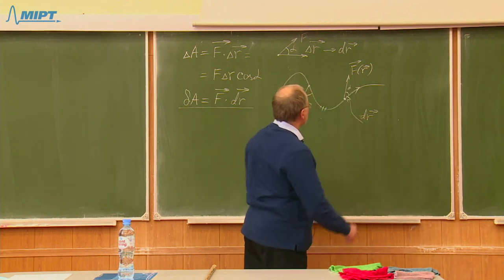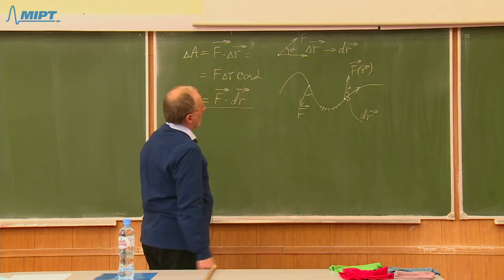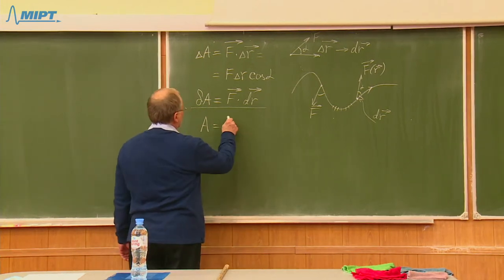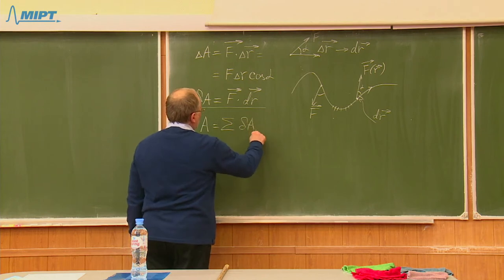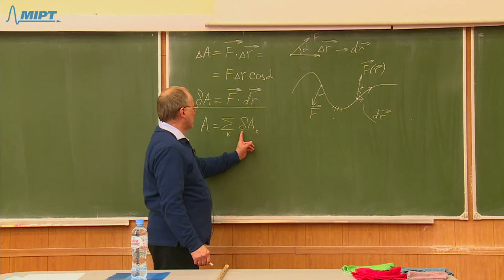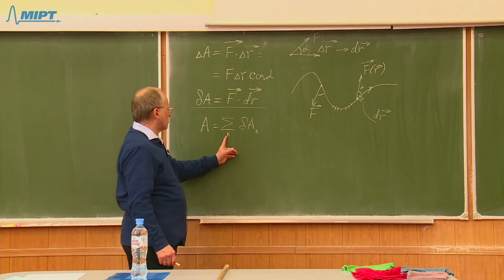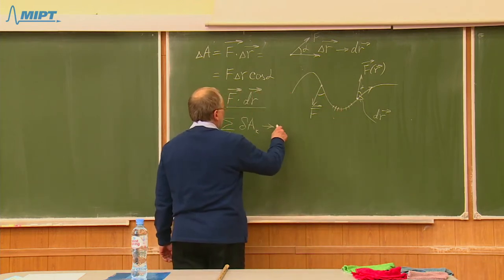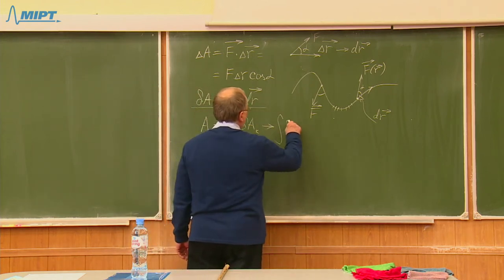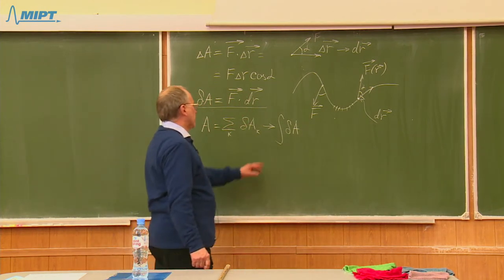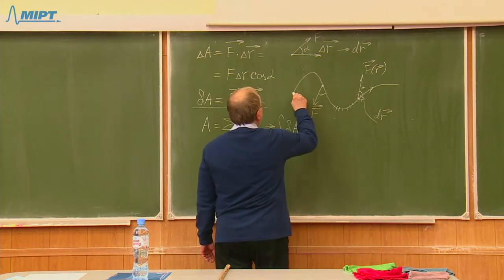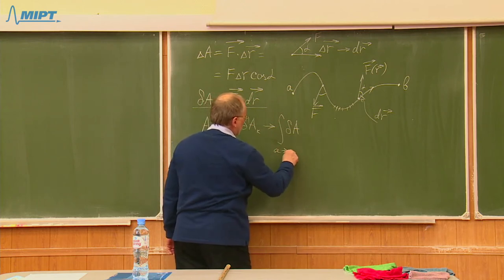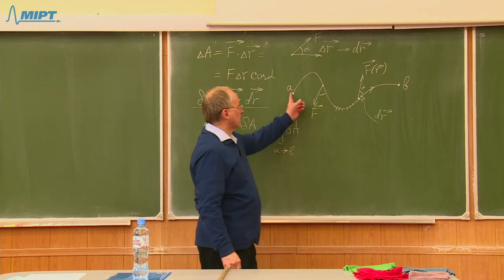If we want to find the total work, we have to add all work amounts on all the parts of this path. So total work will be given as a sum of all elementary works. Amount of work number one, amount of work number two, etc., amount of work number k, and we sum up all these amounts of work performed on all the elementary displacements of the particle. Certainly, this sum is denoted in mathematics as an integral of dA. And the integral should be taken along the path of the particle. So if the particle started from initial point A and ended at final point B, then we have to take this integral along the path of the particle from point A to point B.